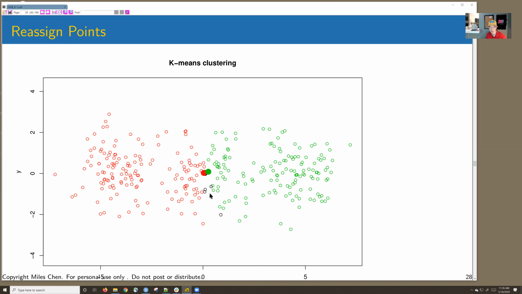So then we go to the next slide and we say, okay, where we plot the centroids, okay? And we say, okay, here is the center of all the green points. Here's the center of all the black points. Here's the center of all the red points. Okay, and then what we do next is we say, all right, let's reassign points.